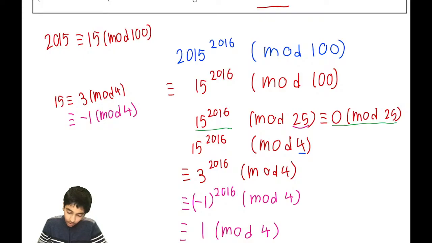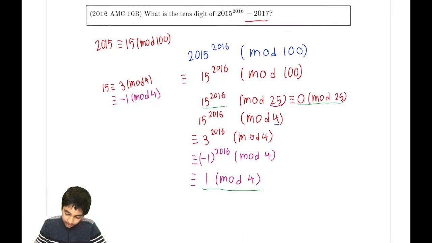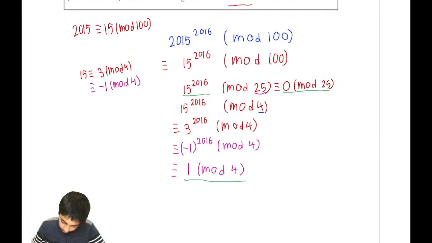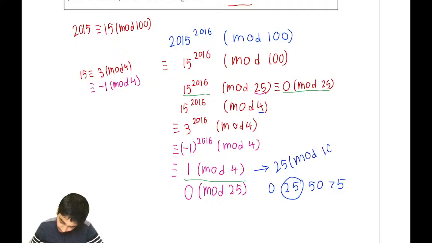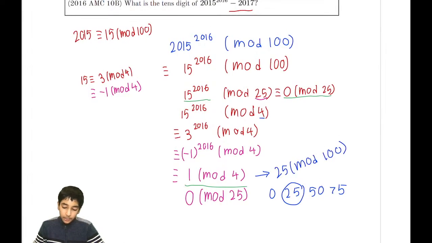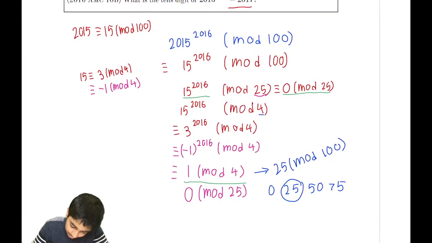So if we know our number is 1 mod 4 and 0 mod 25, we can find a solution modulo 100. Since we have 0 mod 25, we can just list a few values: 0, 25, 50, 75, all the values less than 100. Which one of these is 1 mod 4? 25. 25 is 1 mod 4 and 0 mod 25. So the solution modulo 100 is just going to be 25. So if a number is 1 mod 4 and 0 mod 25, the number will be 25 mod 100.